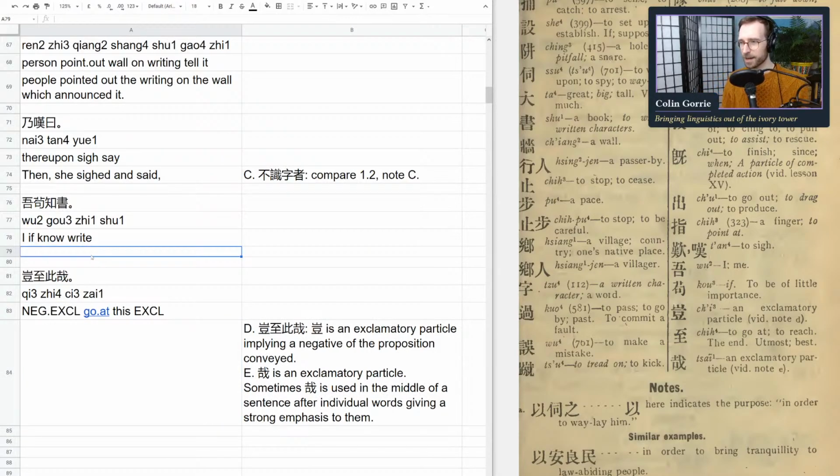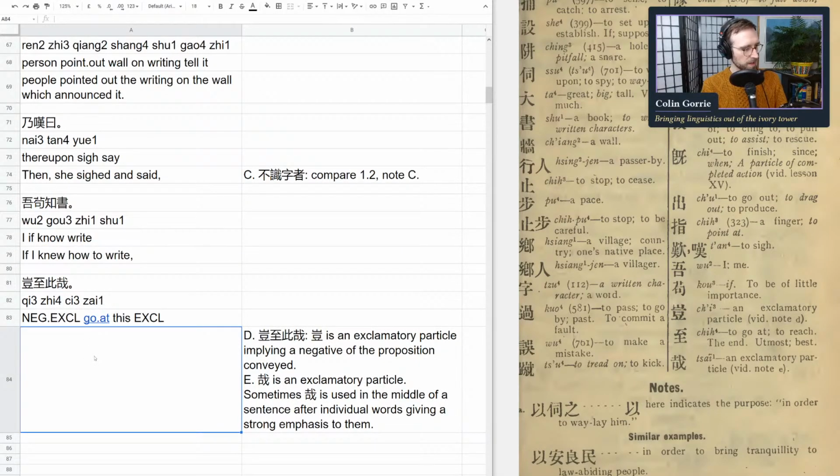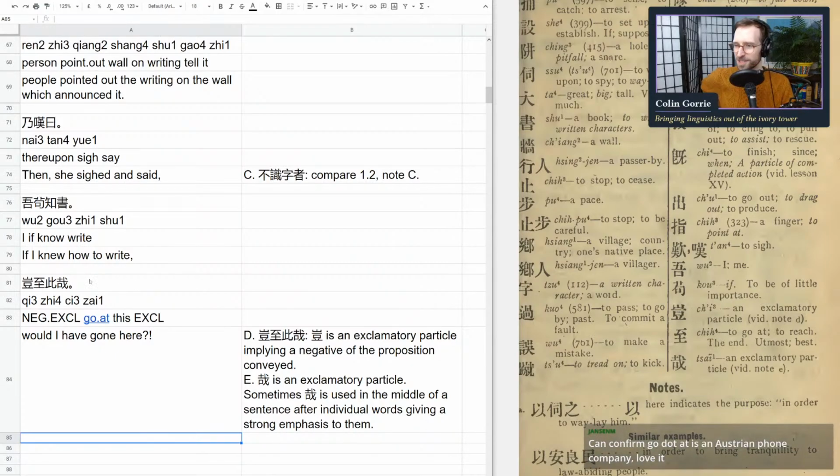So I think this is something like a counterfactual conditional. If I knew how to write, would I have gone here? Something like this maybe. I don't know. What do you think? Any alternative interpretations? We can take a look at the actual answers that Brandt gives us and see how we've done. And when I say we, I mean I. I take all the blame for all the mistakes.